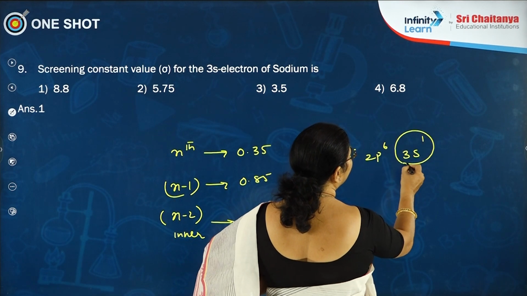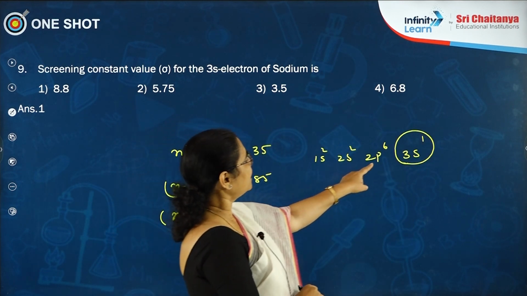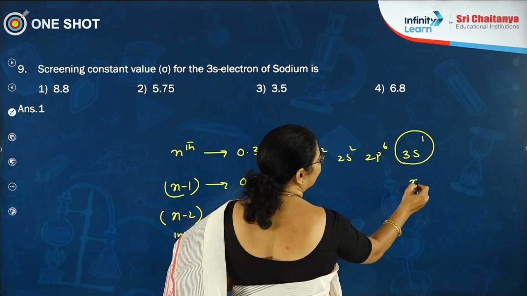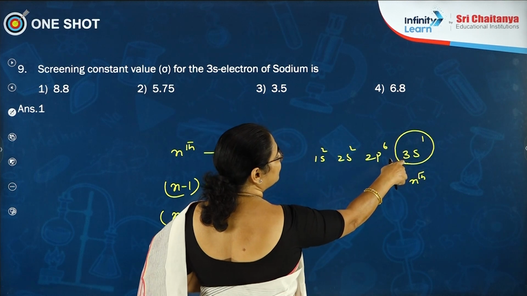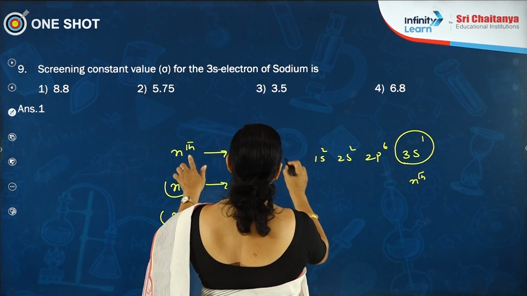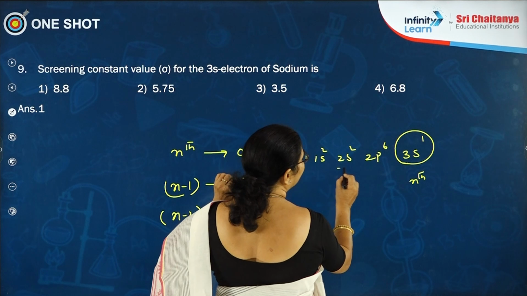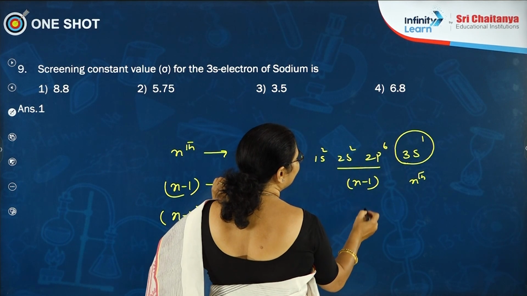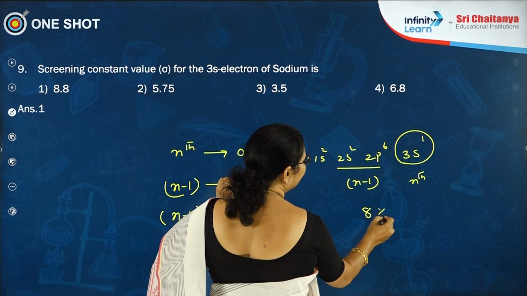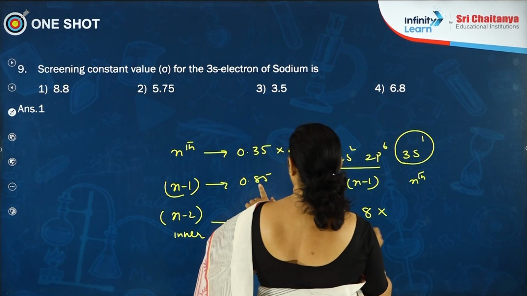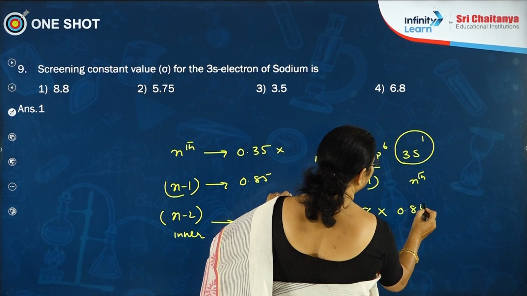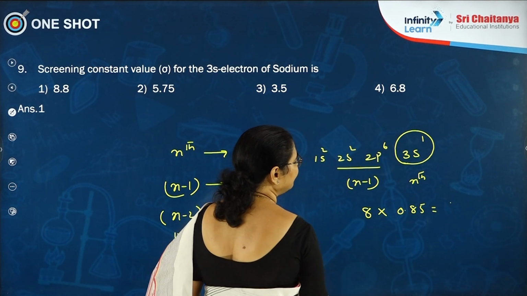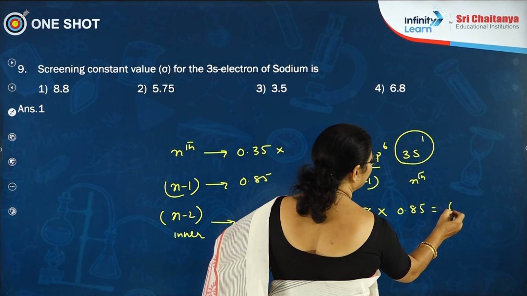For this we are providing screening. That screening is provided by all these shells which are present inside. This is the nth shell. We do not have any other electron in the nth shell to provide screening, so we will not consider it here. This is the n minus 1 shell. In n minus 1, 8 electrons are there. These 8 electrons will provide 0.85 each, which is 8 into 0.85, equals 6.8.